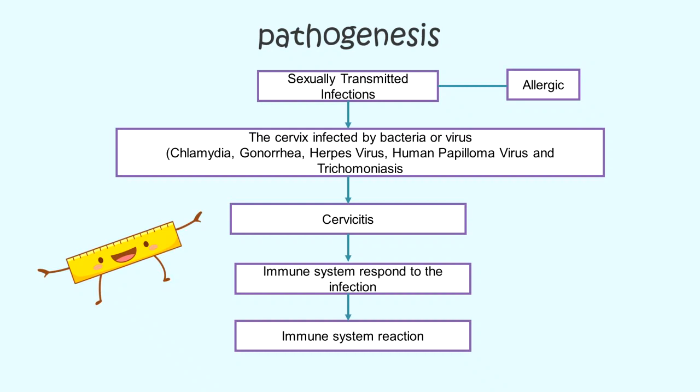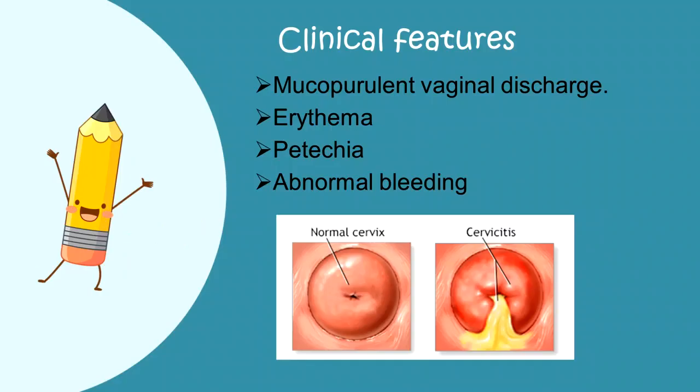Sometimes we can get cervicitis from an allergic reaction. Cervicitis will show some clinical features such as mucopurulent vaginal discharge, erythema, petechiae, and abnormal bleeding.